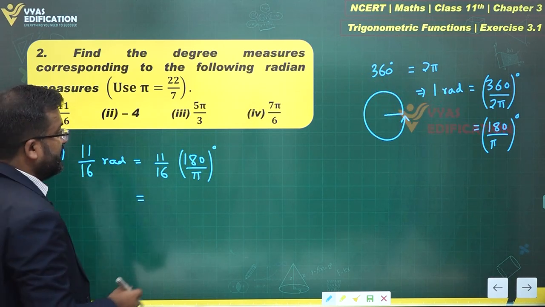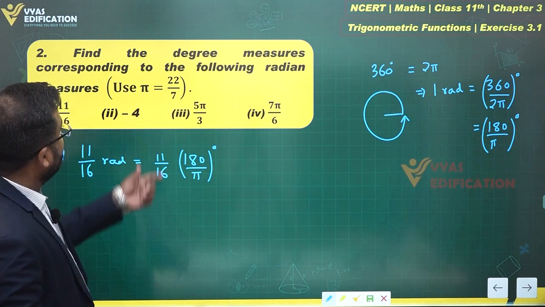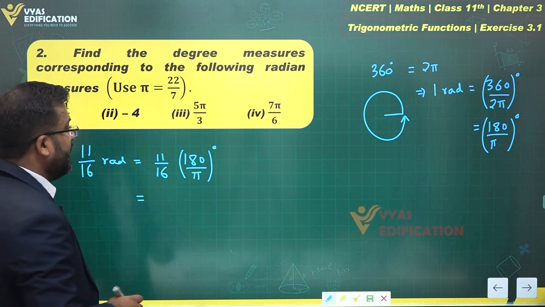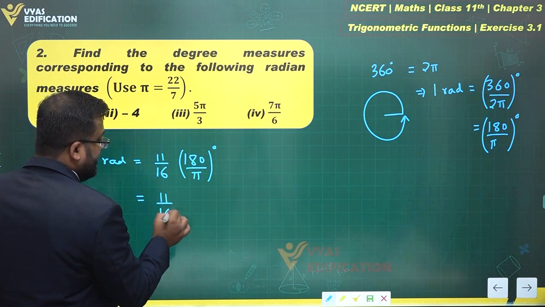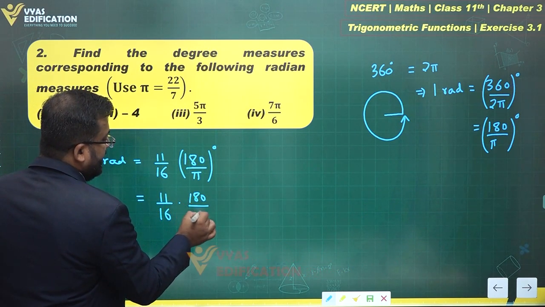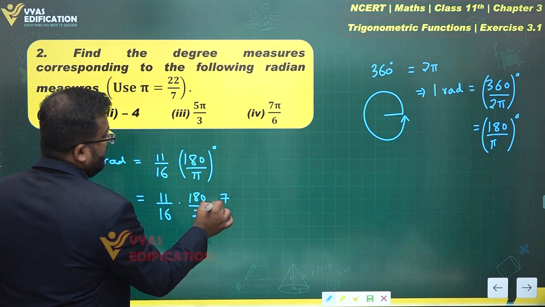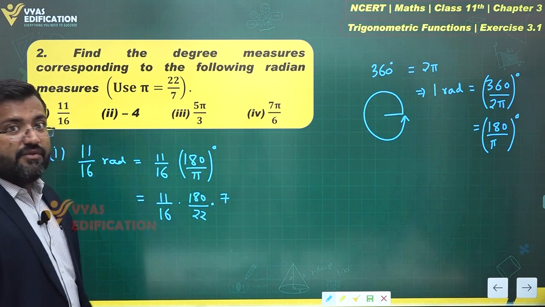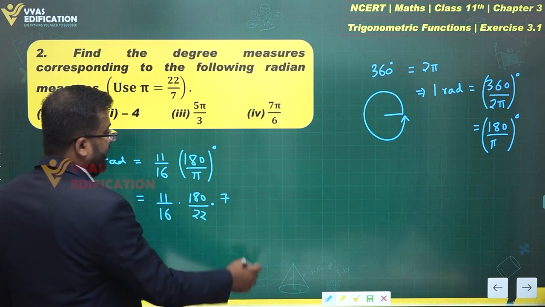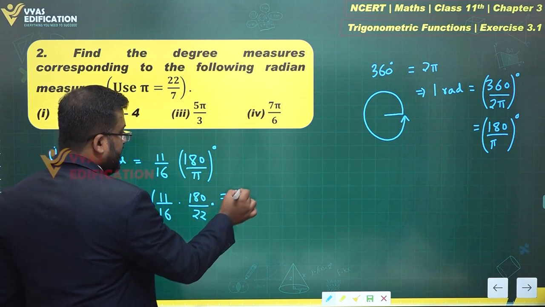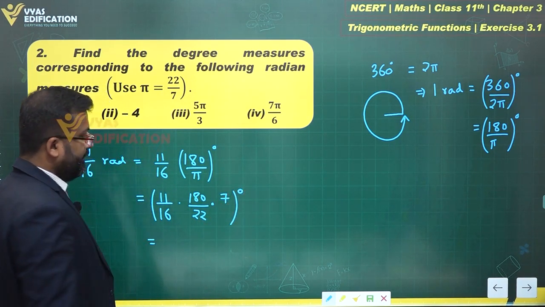Let's try to solve this further. Pi is given to be 22/7, so let's use that value. So 11/16 times 180 times 7 over 22. That 7 from the denominator of 22/7 will go over here, and this is the value in terms of degrees that we want to find.